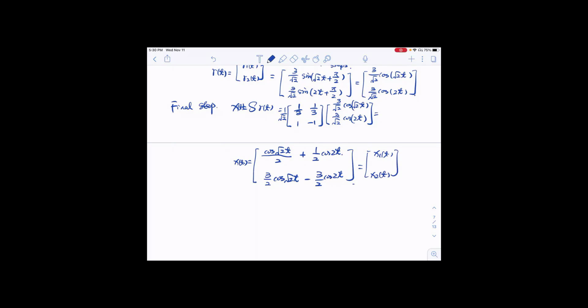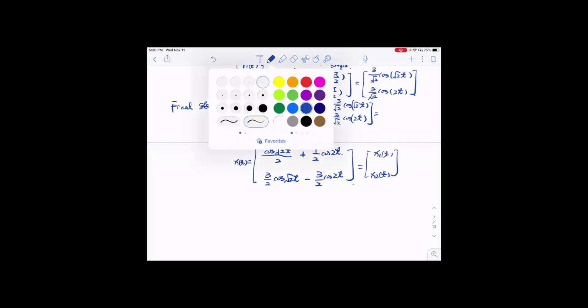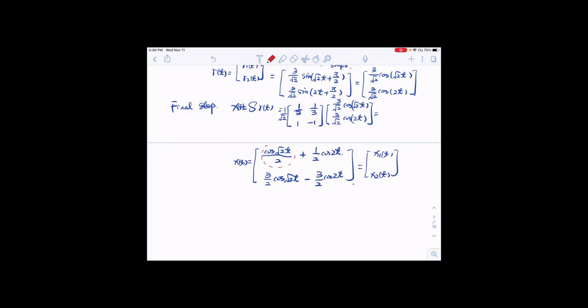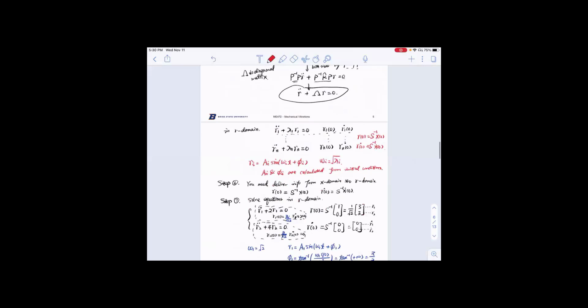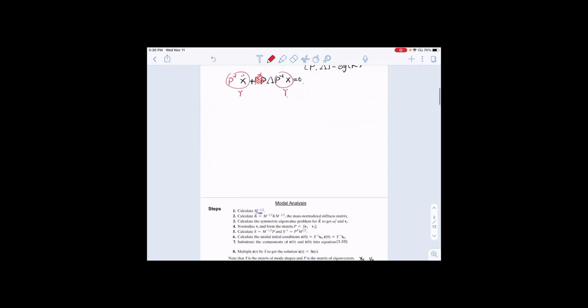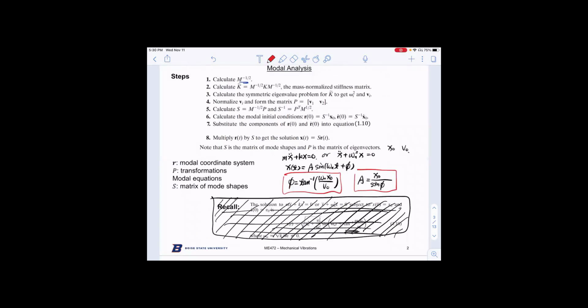If you look very closely, you can see that for each solution, you have 2 parts. The first part oscillates at a frequency of square root of 2. The second part oscillates at a frequency of 2. So that means eventually a solution is still a summation of all the mode shapes. All right. That's how we solve these. That's the structure of modal analysis.